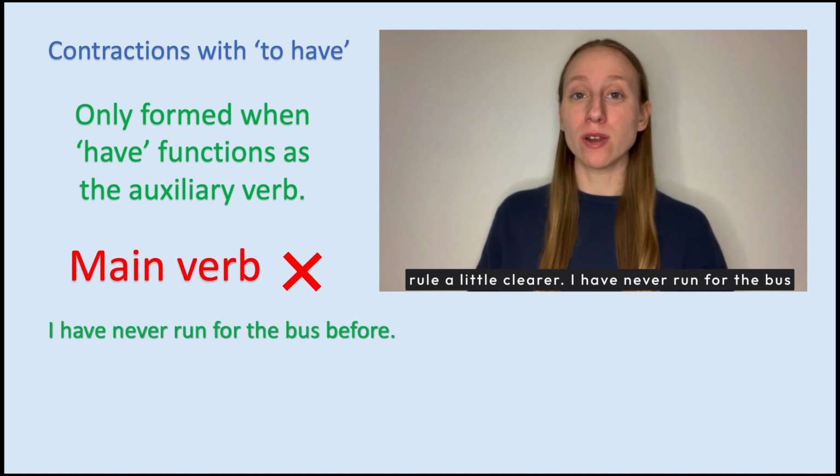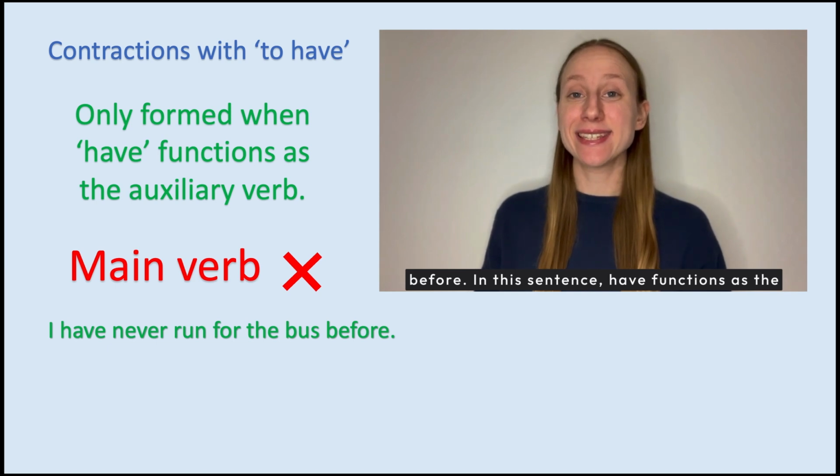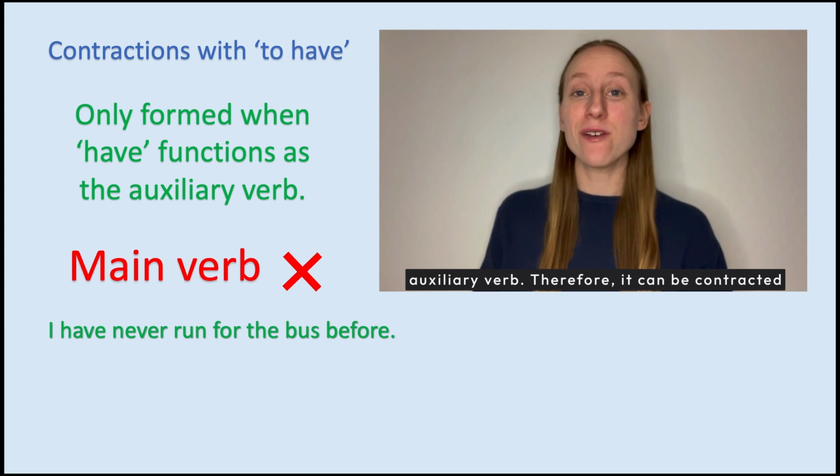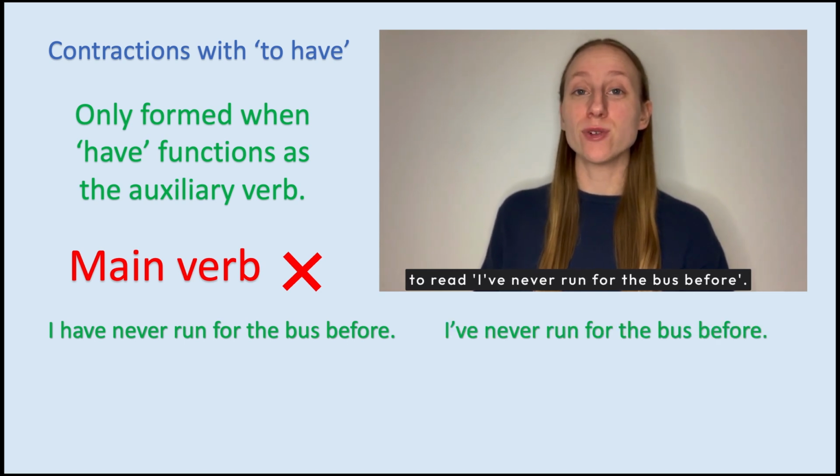I have never run for the bus before. In this sentence, have functions as the auxiliary verb. Therefore, it can be contracted to read, I've never run for the bus before.